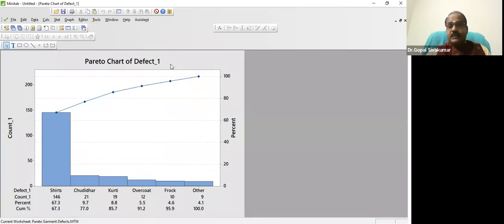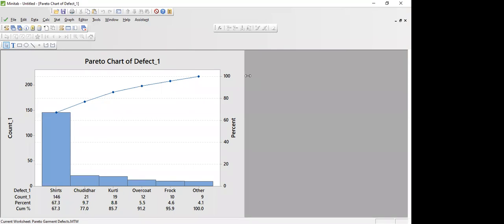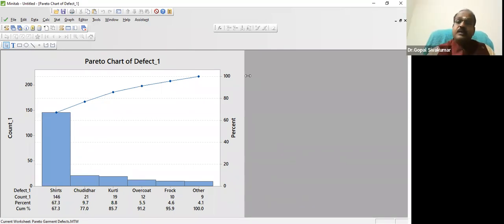Now, this graph is letting me understand that majority of the defective button cases are coming from the shirts section. All of you, can you see this? Can you understand where the problems are coming from more frequently? From the shirt section. So your primary focus should be in the shirt section.